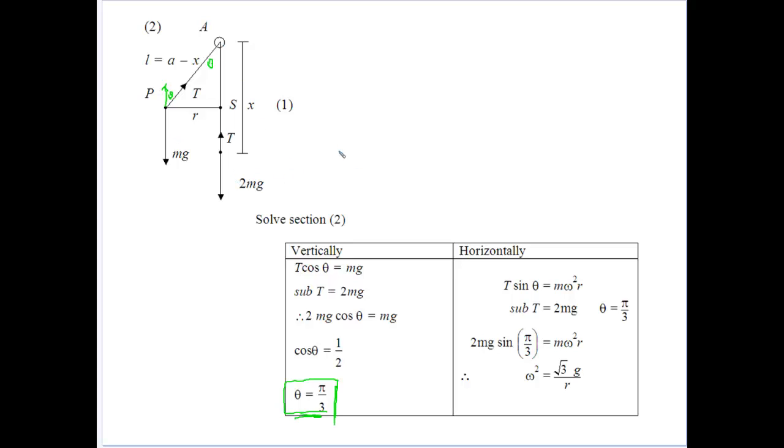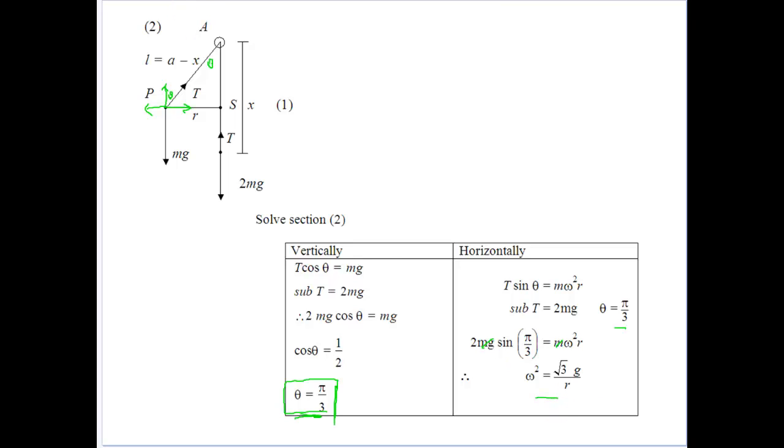So next part, we want to solve them horizontally. So we know that T sine theta is equal to mass times omega squared times r. So they're equal. We're going to sub in T is equal to twice mass times gravity, and theta is equal to pi on 3. So we do that substitution. Our mass times gravity, mass cancel, sorry, there. And we have sine of pi on 3, which gives us root 3 on 2, so our 2 will cancel with that. And then divide by r, and we get gravity times root 3 divided by r is equal to omega squared. So we're able to get that situation.